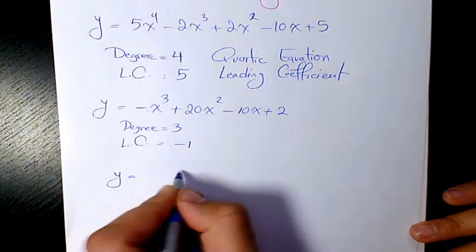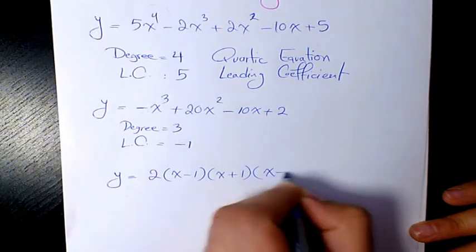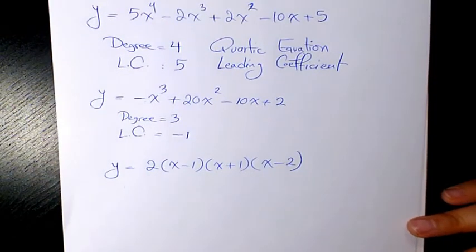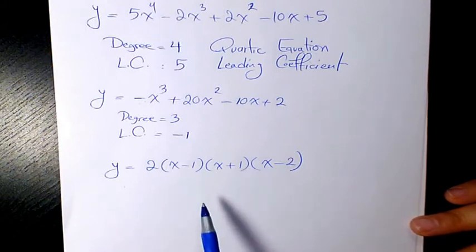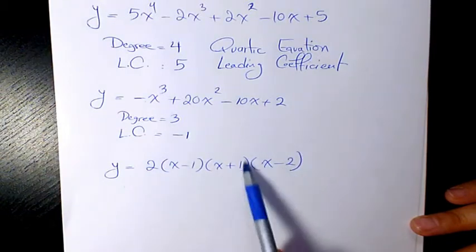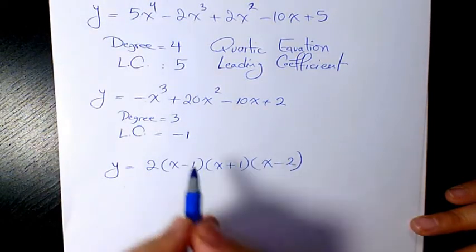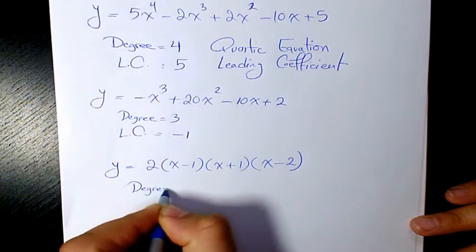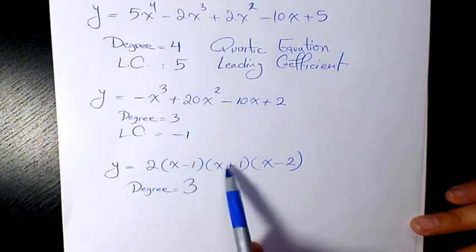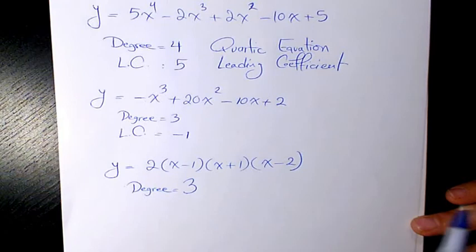For example, you have 2 times x minus 1 times x plus 1 times x minus 2. They give you a function like this in factored form, and they ask you what is going to be the degree and leading coefficient of this function. So the degree is going to be, in factored form, the degree of this part is 1, degree of this part is 1, degree of this part is 1. So together 1 plus 1 plus 1, the degree will be 3. And that makes sense. When you expand it, x times x times x is going to be x to the power of 1 plus 1 plus 1, which is 3.